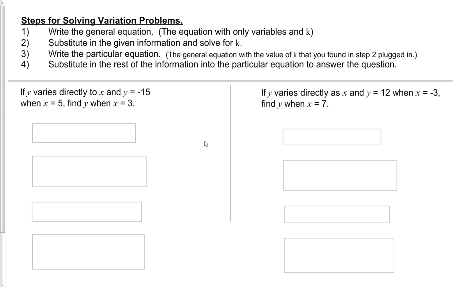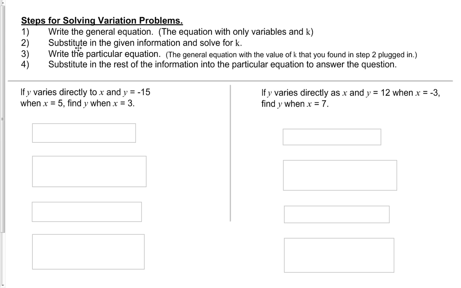Now we're going to practice solving direct variation problems here. If you follow this four-step process, these can be very straightforward to work with. First thing we're going to do is write the general equation that we can infer from our example, knowing that it's a direct variation. So that would be something like y equals kx.